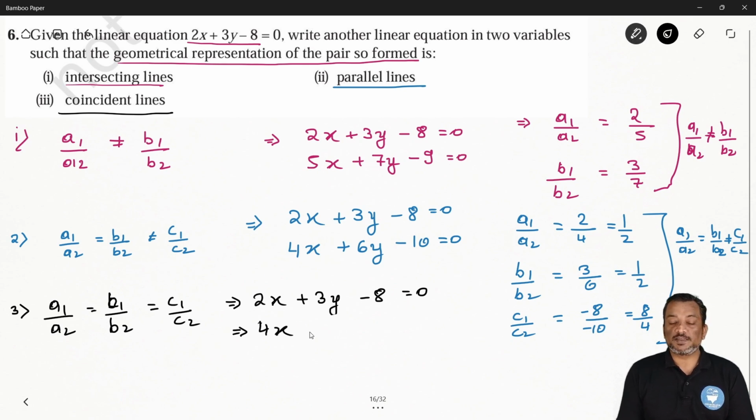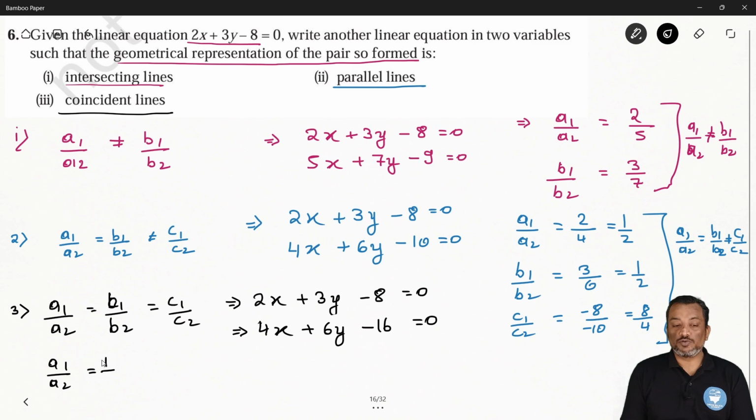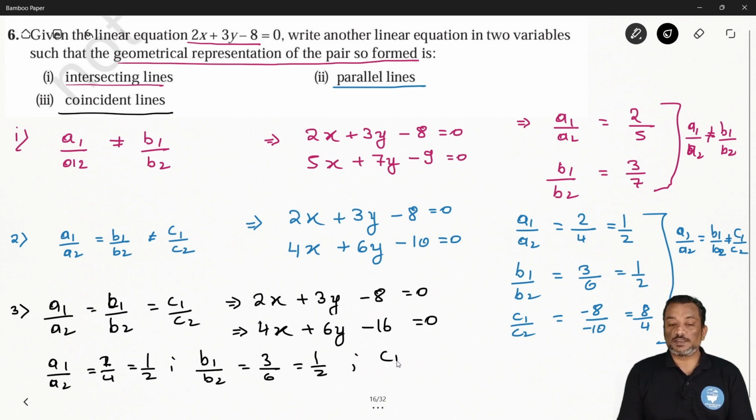So 4x plus 6y minus 16 over 0. So if you find the ratio, a1 over a2 is equal to 1 over 2 over 4. So you will get what? 1 over 2. Same way, you will find b1 over b2 ratio 3 over 6. So you will get what? 1 over 2. And last, c1 over c2, if you find, you will get minus 8 over 16. So you will get 1 over 2.